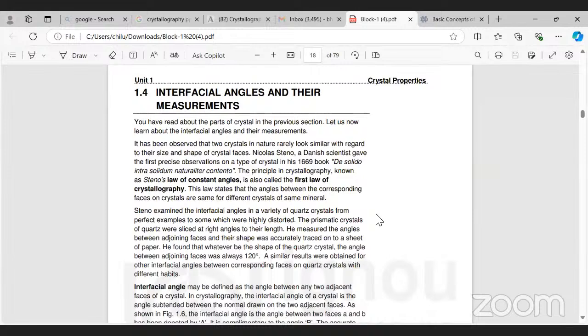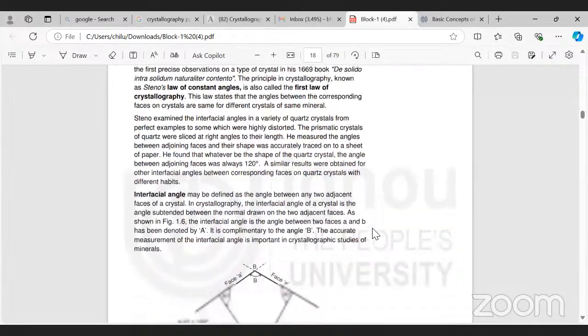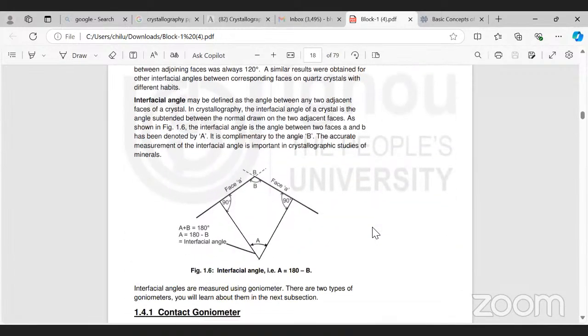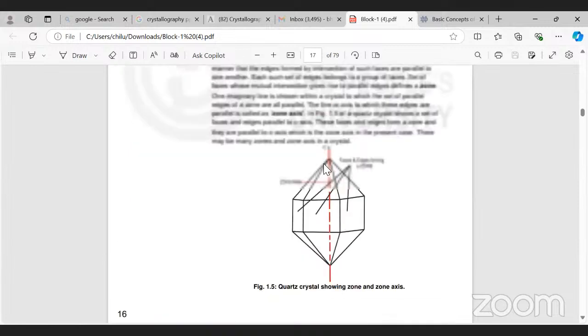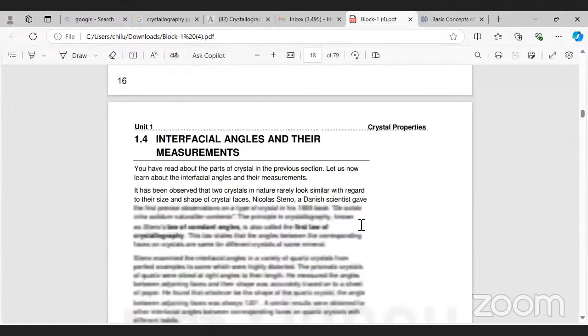So here there are also internal angles, that is known as the interfacial angle. See here the interfacial angle. We can define it as the angle between two adjacent faces of a crystal. You see, this is a face and this is a face. In a crystal, I'll show you. This is one face and this is one face. So now complete it.